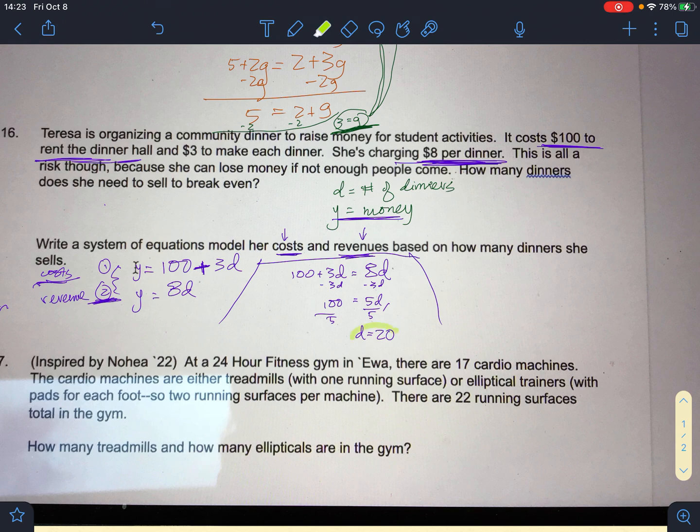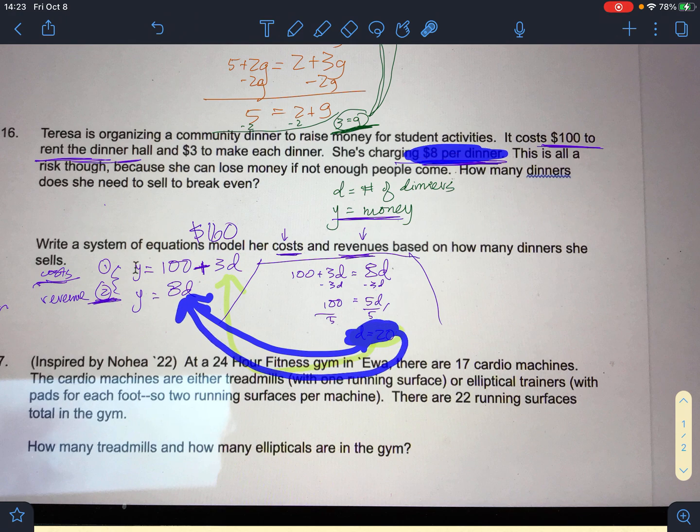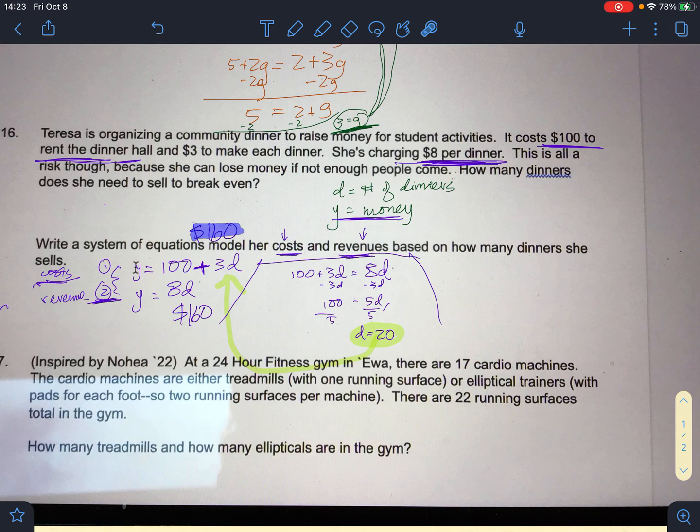To check our answer, we plug this back in. If we make 20 dinners, that's going to be $60 for costs, plus 100 for the hall. That's $160 in costs. If we sell 20 dinners, how much money are we going to make since we sell them for $8 per dinner? We plug this 20 in here, and we're going to make $160. Yes, that's what it means by breaking even. Our costs are equal to how much we make.